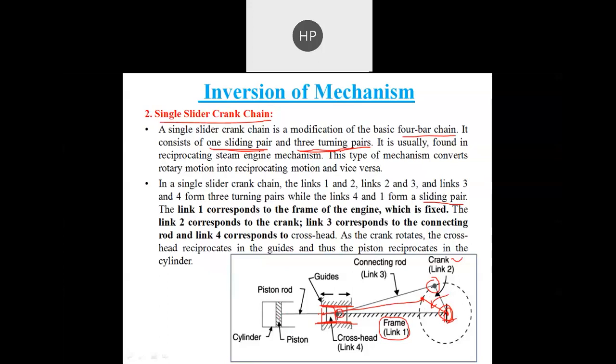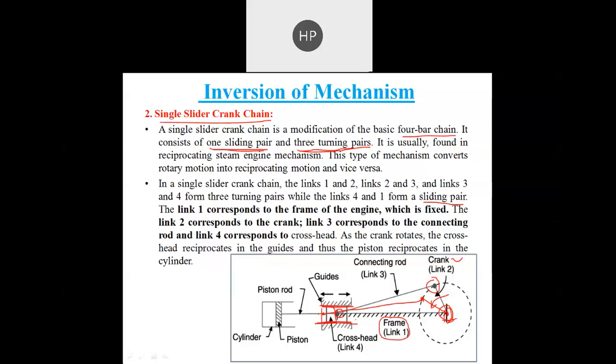And this is a very important inversion, because this type of inversion is generally used in engines. Okay, engine of a bike, engine of a car, any IC engine. What we do is convert the motion from rotary to reciprocating, as well as convert the reciprocating motion into the rotary motion. And that's why this slider crank mechanism, which is one of the very important inversions, is generally found in engines.